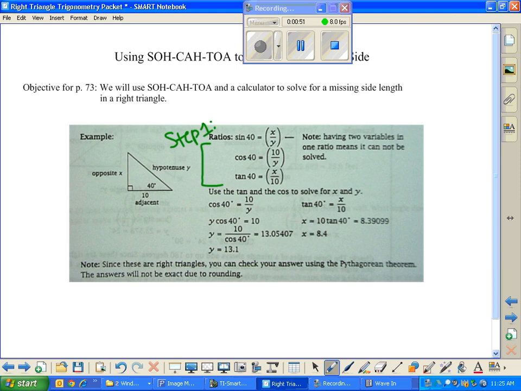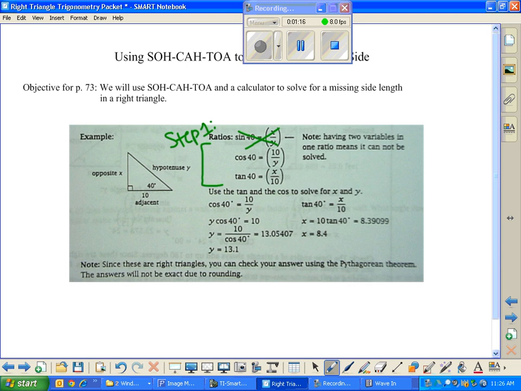Can someone tell me? Yes, John. Has two variables, and can we solve an equation with two variables? No. So that's not very helpful for us. We're going to want to go with cosine of 40 equals 10 over y, and tangent of 40 equals x over 10. So those are the two we're going to work with to find y and to find x.